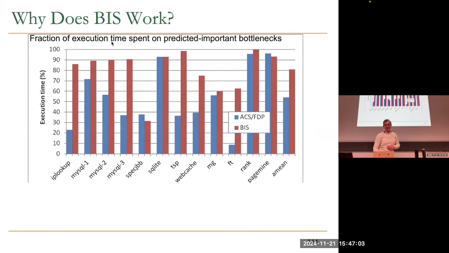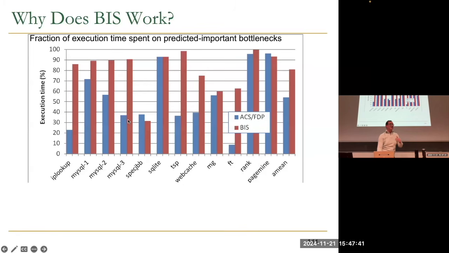Now, there's also more analysis, which is actually a very interesting analysis, I think. It's good to do this sort of analysis. We wanted to understand why does it work, meaning we wanted to analyze the fraction of execution time spent on predicted important bottlenecks. And this is what this shows. This part is easy to get. ACS or FDP, the fraction, you can also see this as the amount of time the large core is busy doing something. You can see that if you accelerate only critical sections or pipeline stages, that fraction is relatively small, especially with critical sections, right?